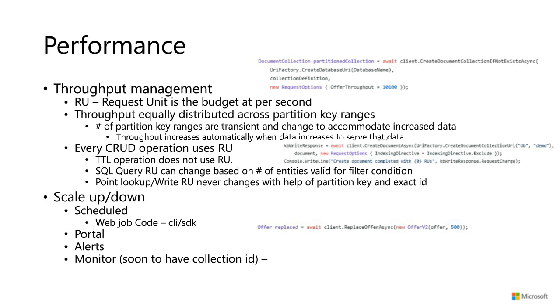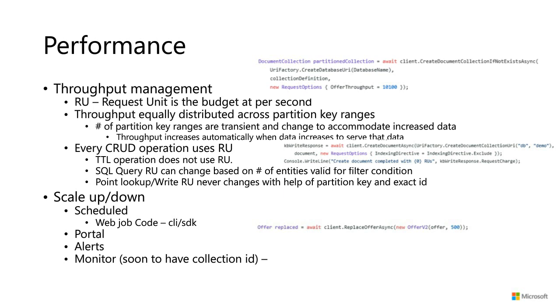So you can create a collection or a container through an API, pretty much across all the APIs. You can change the throughput at any point of time, and that is instantaneous. And I will just get into that a little later. There are a few operations like TTL which does not use an RU, right? The RUs used by the SQL query can change based on the number of entities which are valid for the filter condition. And this will be apparent when we discuss the SQL query execution matrix.